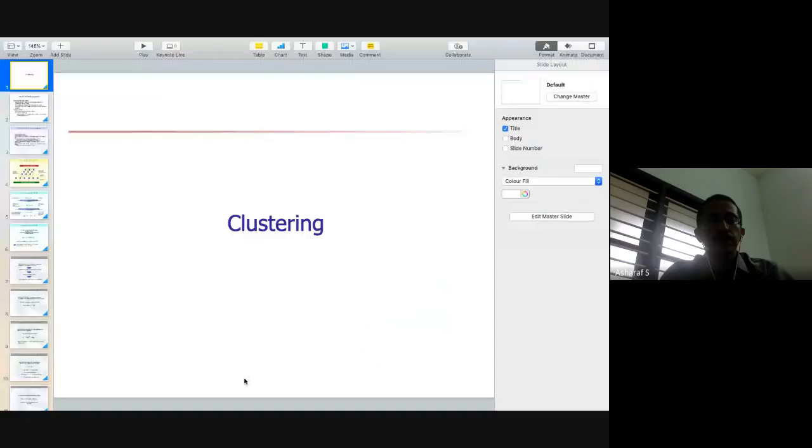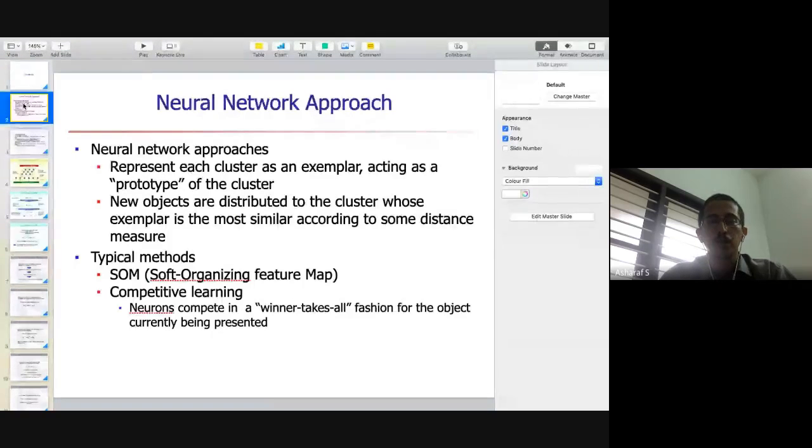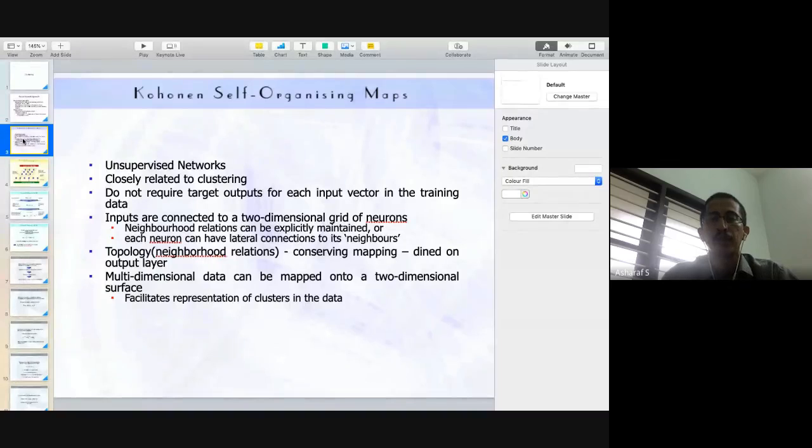So this is in continuation with our early discussions on clustering, data clustering, and today we are going to look at a neural network-based approach for clustering. This is called self-organizing maps, or SOM. To be very precise, it's called SOM. That's the name of the person who came up with this algorithm, this particular method for clustering.